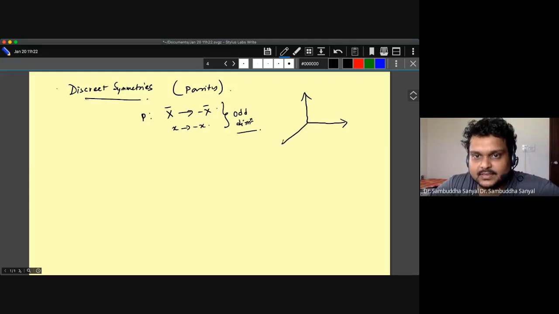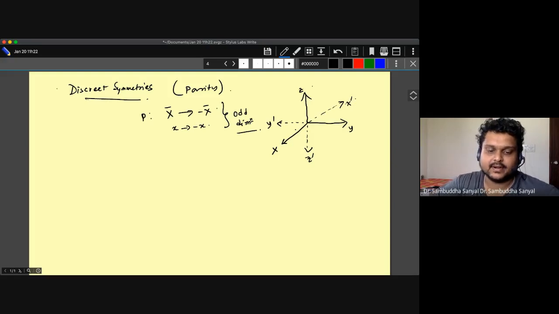Okay. So if this is my x, y, and z coordinate, the question I'm asking is what happens if I flip my coordinate, which means this becomes the new y, this becomes the new z, this becomes the new x. So this is like a right-handed coordinate and left-handed coordinate system. What if I measure everything in terms of that coordinate system? That's a passive way of looking at it. Or an active way of looking at it is by saying that everything is inverted with respect to the origin. So that is how you typically define parity in odd dimension.